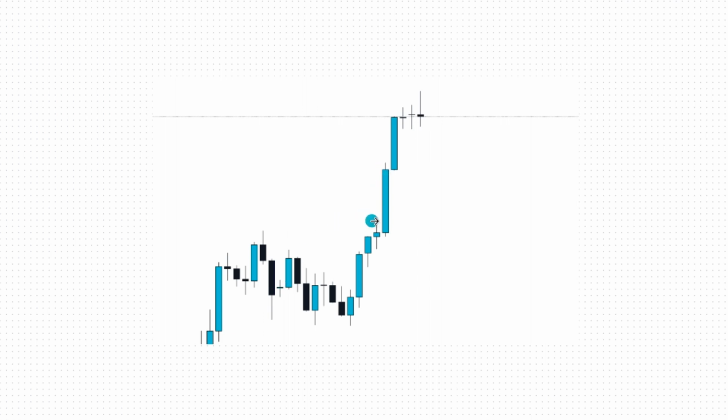So the gap between here and here is known as an imbalance. So this middle area is known as an imbalance area. And the gap between this wick and this wick is known as an imbalance. Most times, price comes back to fill in the imbalance.